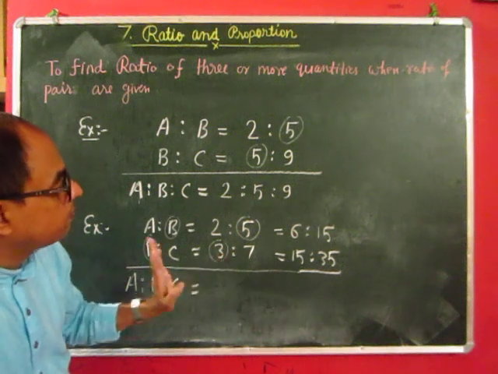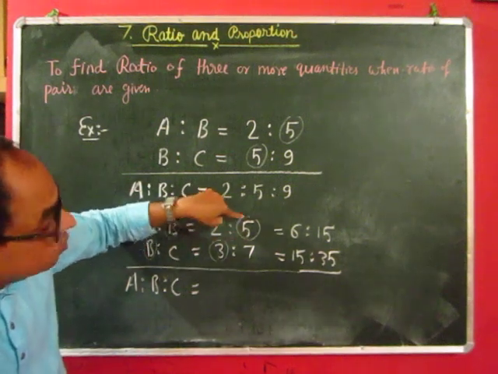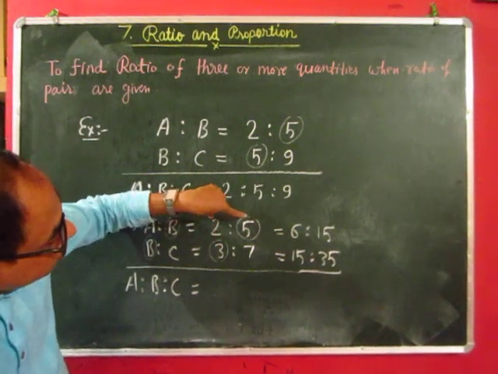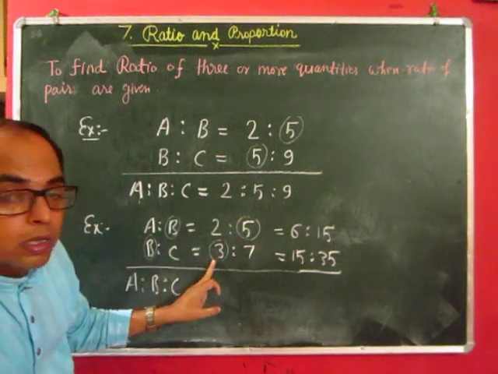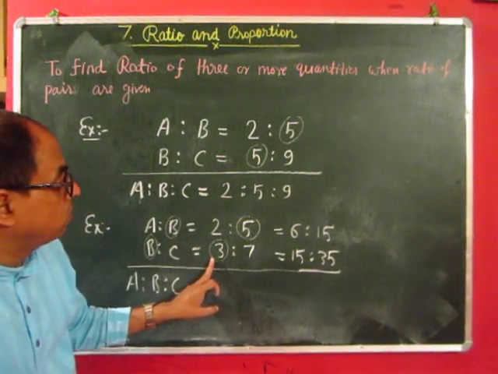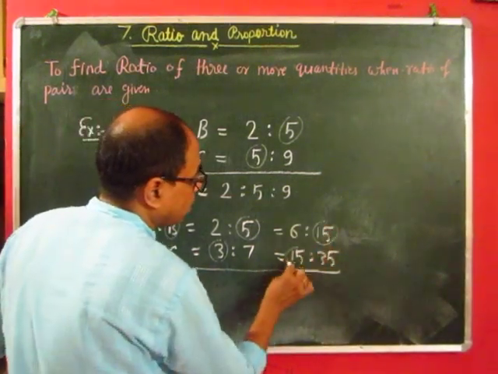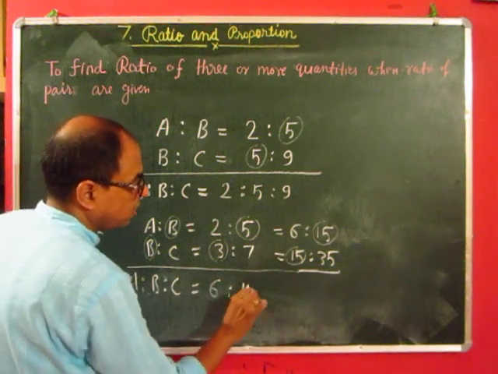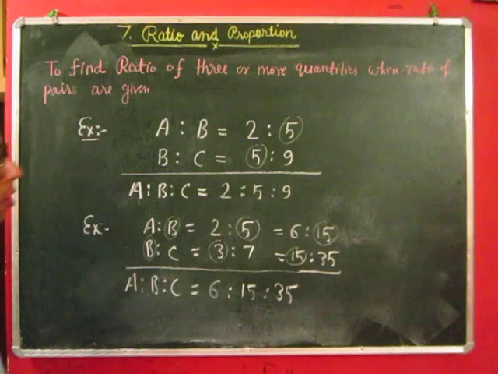To make these two equal, find the LCM of 5 and 3, that is 15. To convert 5 into 15, you have to multiply by 3. So multiply both terms by 3: 3 into 2 is 6, 3 into 5 is 15. And here we have to convert 3 into 15, so multiply this ratio by 5: 5 into 3 is 15, and 5 into 7 is 35. Now these two are common, so you can write A is 6, B is 15, and C is 35. Now let us take another example.